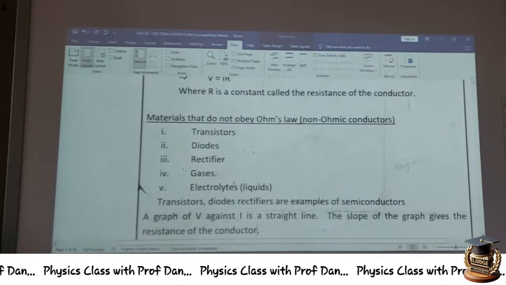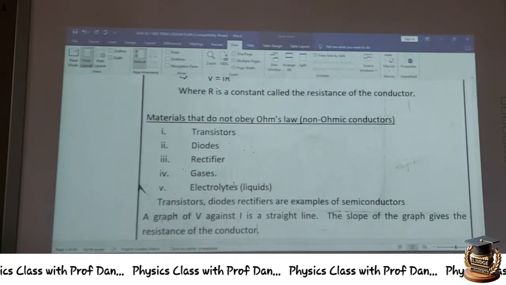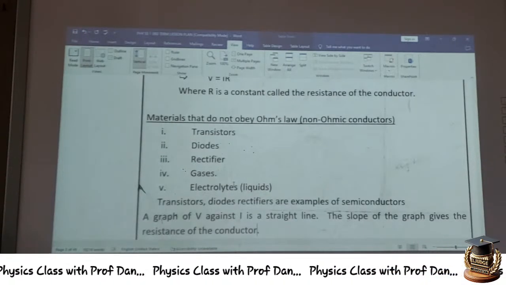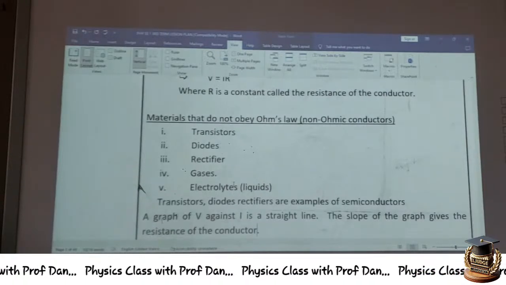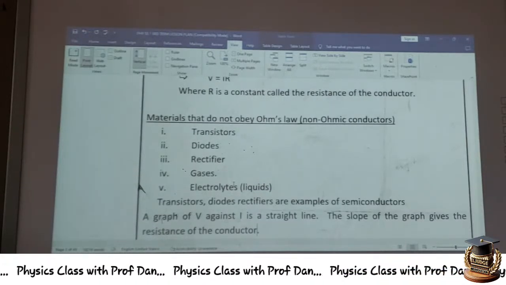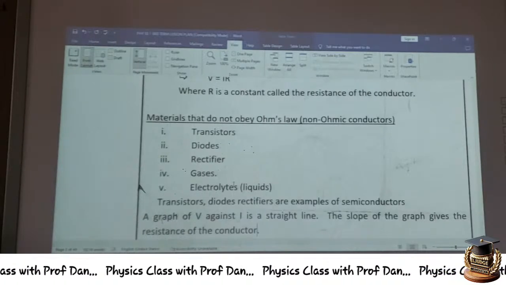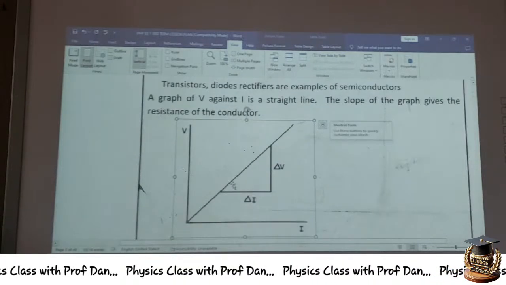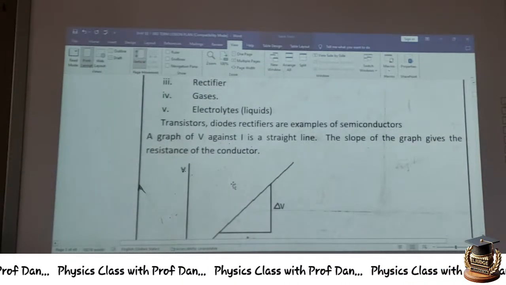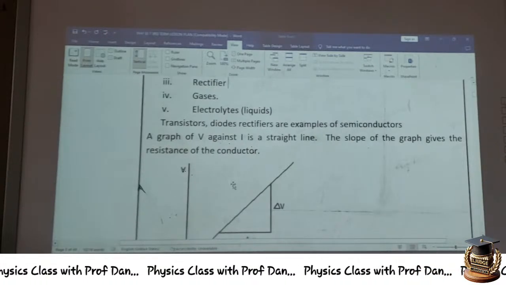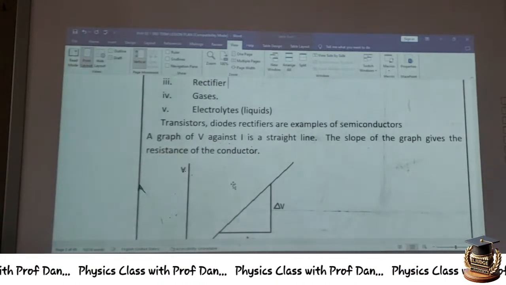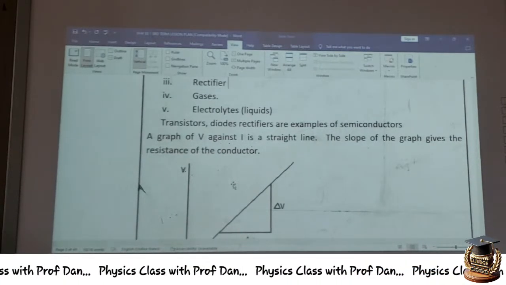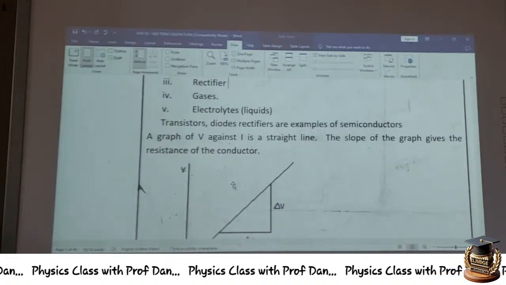Electrolytes, liquid electrolytes, like copper(II) tetraoxosulfate(VI) solution, which is a good electrolyte, conduct electricity, but it is not going to obey Ohm's law. That means the potential difference is not directly proportional to the current. So that's why we call them non-ohmic conductors. Transistors, diodes, rectifiers are all examples of semiconductors. So a simple way of saying it is that all semiconductors are non-ohmic conductors.